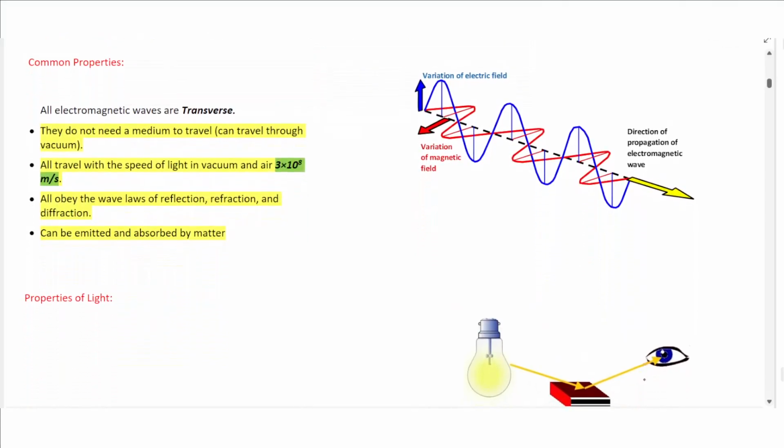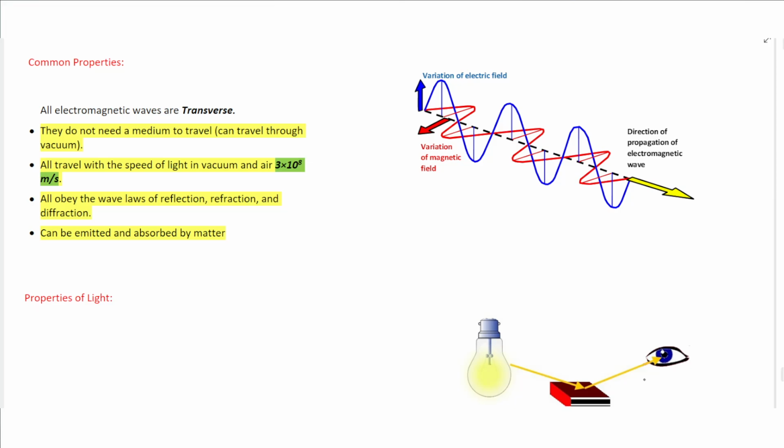Now, all electromagnetic waves have common properties. They are all transverse waves. They are all electromagnetic. They represent variation in electric and magnetic fields, and they do not need a medium to travel. They can travel through vacuum, but they also travel through other media. And they all have the same speed in vacuum or in air, which is 3 × 10⁸ meters per second. And they are all reflected, refracted, and diffracted.